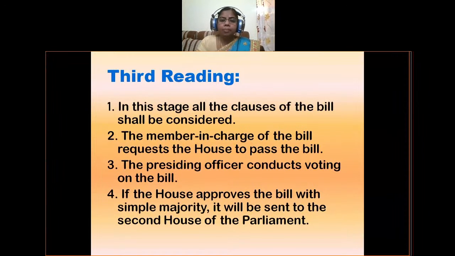If the house approves the bill with a simple majority, it will be sent to the second house of the Parliament. After conducting voting, the bill will be passed or rejected by the House. So if the bill is passed with a simple majority, then it can be sent to the second House of the Parliament. Okay, so that is about the third reading.